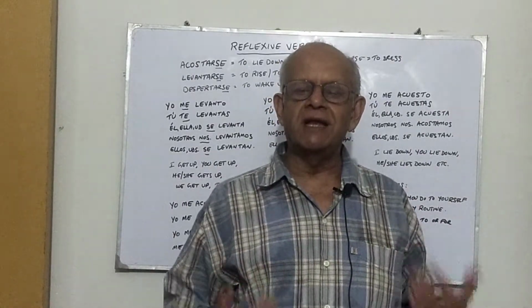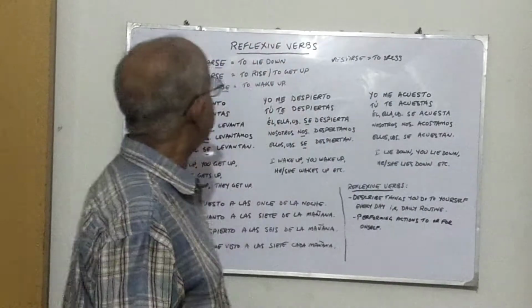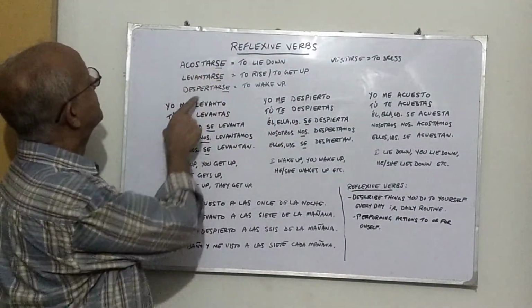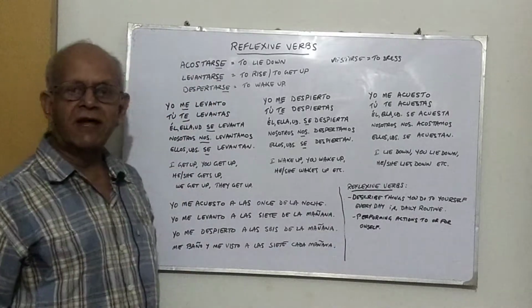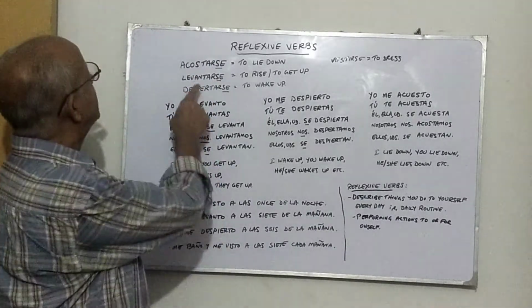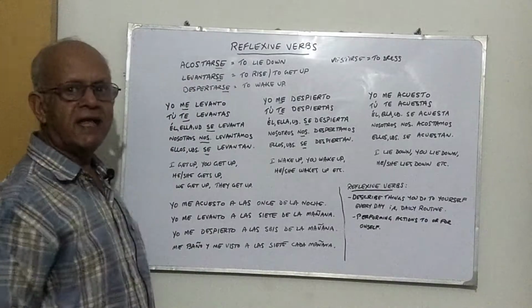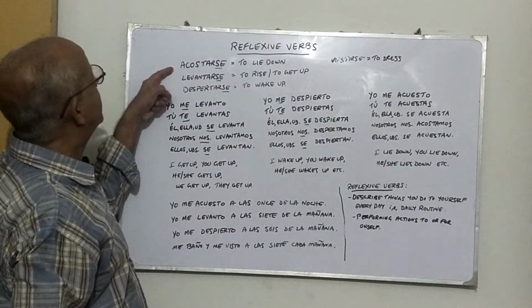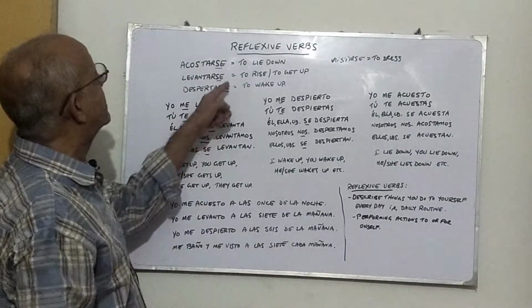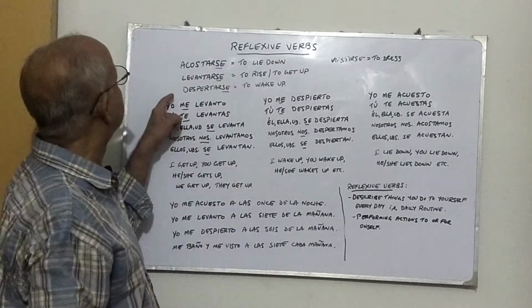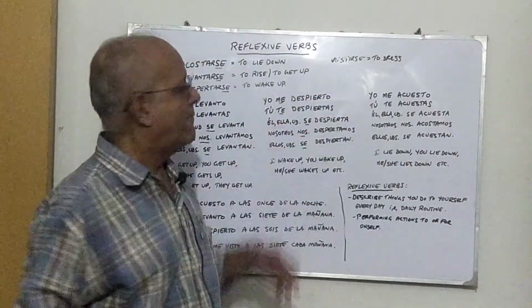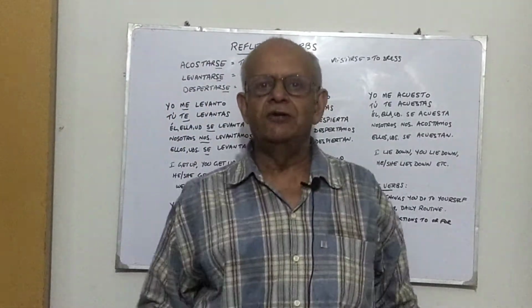Now, how do we recognize a reflexive verb? Reflexive verbs end in SE. That's the way we can recognize if a verb is reflexive. In the infinitive, it ends in an SE. For example, acostarse, to lie down. Levantarse, to rise, to get up. Despertarse, to wake up. Vestirse, to dress.